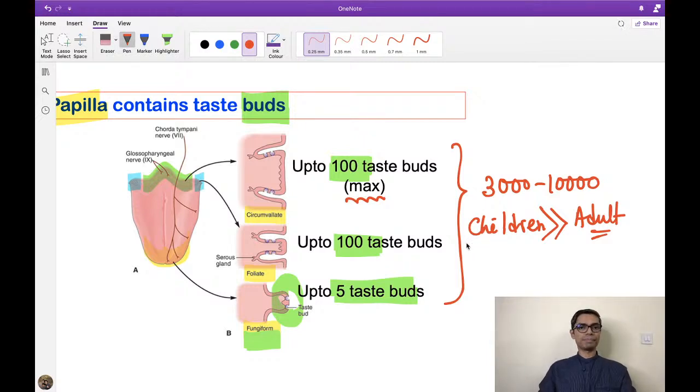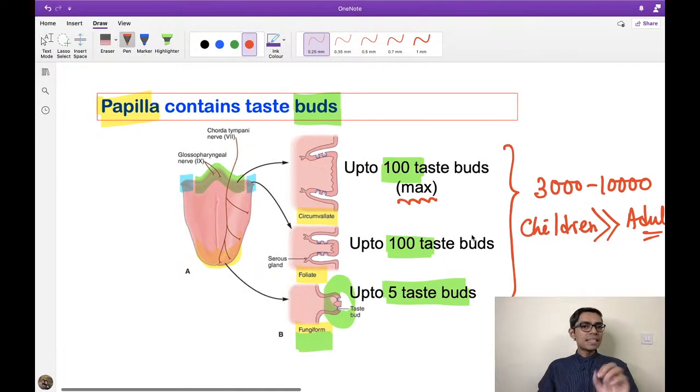Now, is there any particularity that a particular type of taste bud is specialized for a particular type of taste? The answer is no.